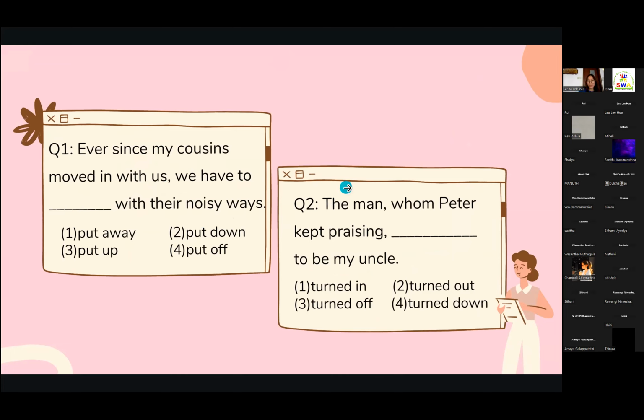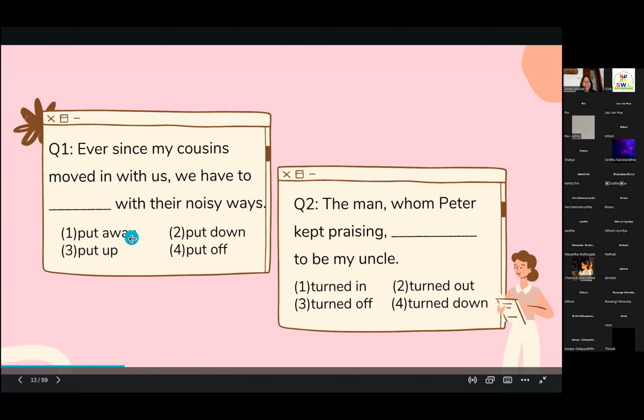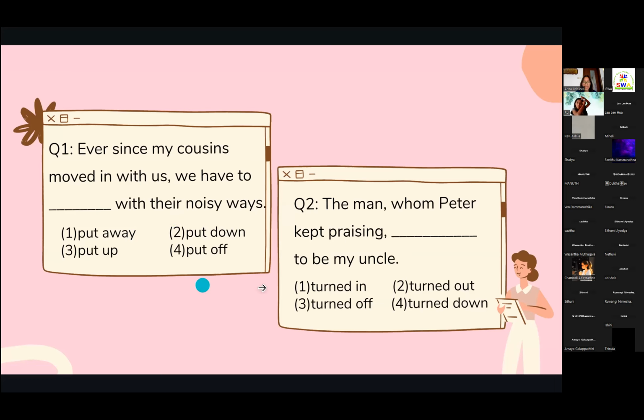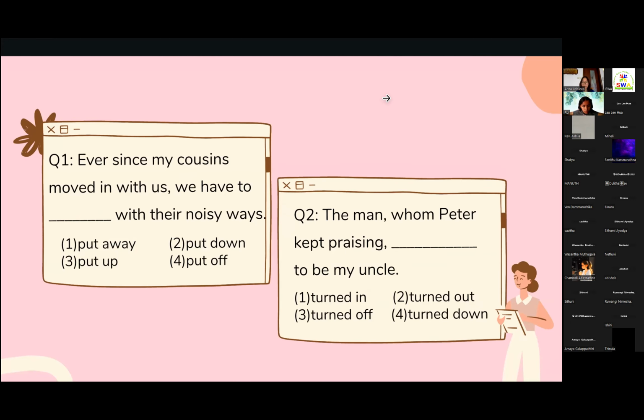So for the first two questions, I'll just read it first. So question number 1, ever since my cousins moved in with us, we have to blank with their noisy ways. So can you all type now in the chat which number you think is the correct answer? Put up.